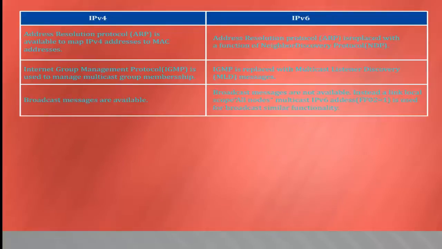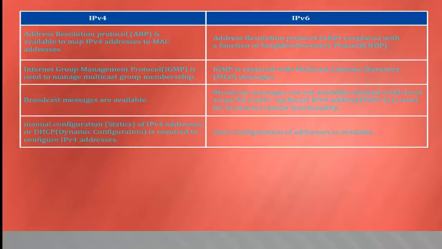Broadcast messages are available in IPv4. Broadcast messages are not available in IPv6. Instead, a link local scope all nodes multicast IPv6 address, that is FF02::1, is used for broadcast similar functionality. Manual configuration (static) of IPv4 addresses or DHCP (dynamic) configuration is required to configure IPv4 addresses. Auto configuration of addresses is available in IPv6.